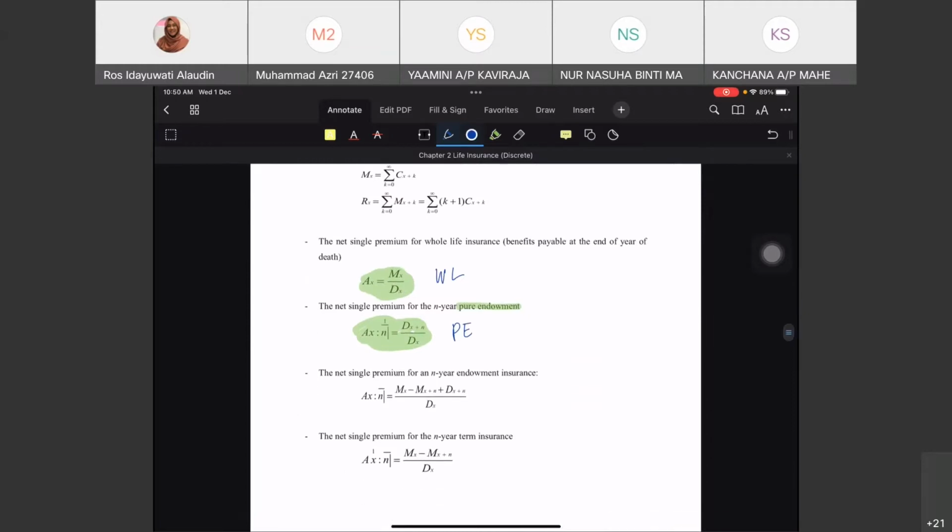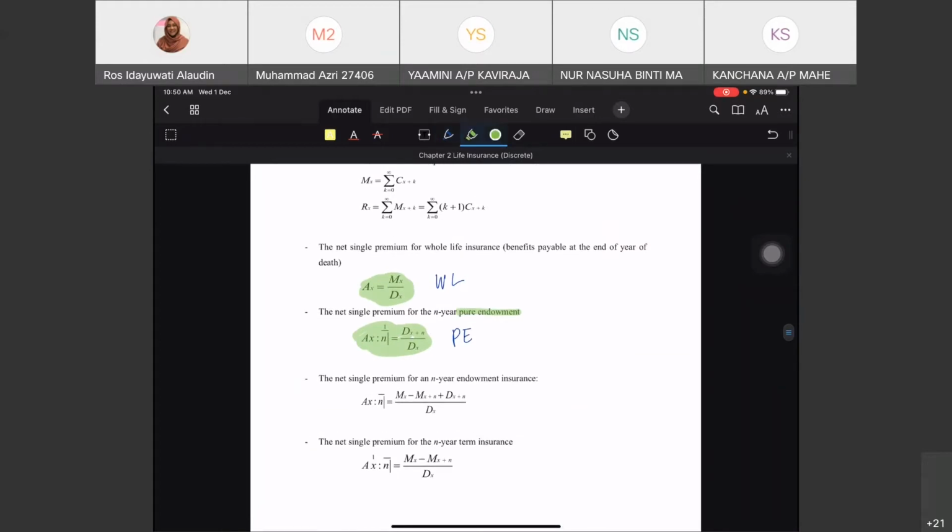And then this is for endowment. So this is for n-year endowment insurance. It is a combination of term insurance and also pure endowment. Because term insurance, this is term, Mx minus Mx plus n over Dx. So this is for term and this is for pure endowment.